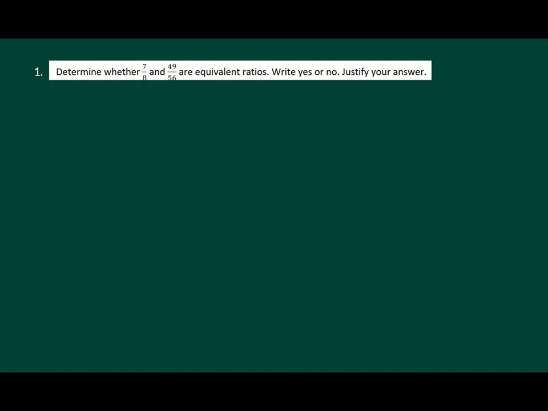Number one, it says determine whether 7/8 and 49/56 are equivalent ratios. Write yes or no and justify your answer. One way that you can do this is by simplifying each fraction completely. So we know that 7/8 is completely simplified. We can't go any lower than that.